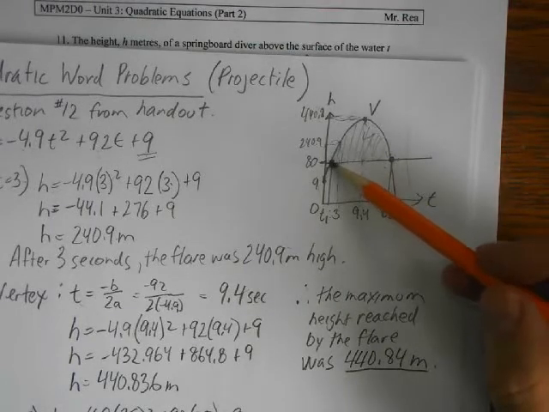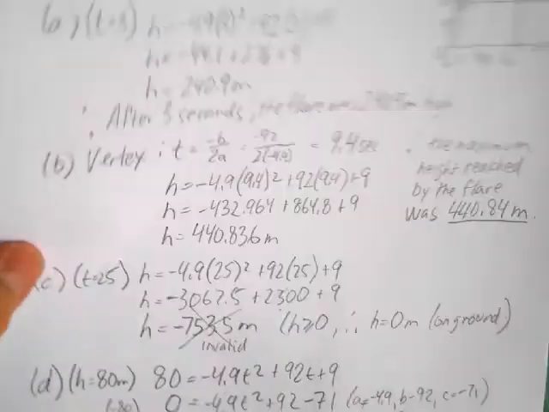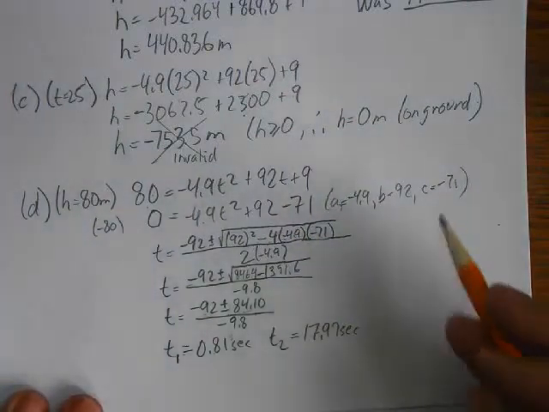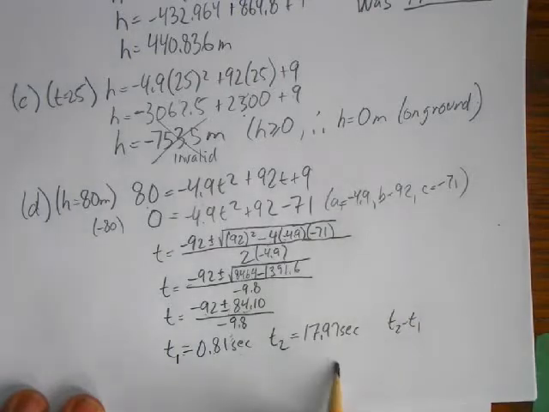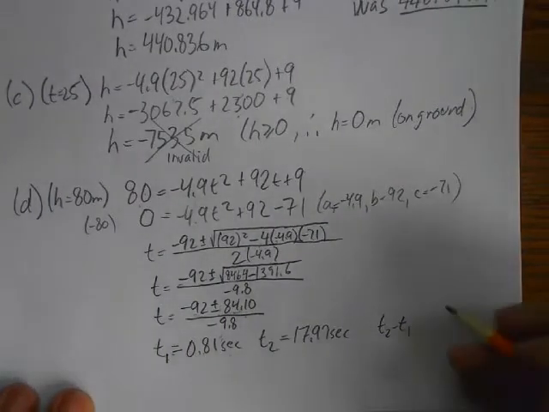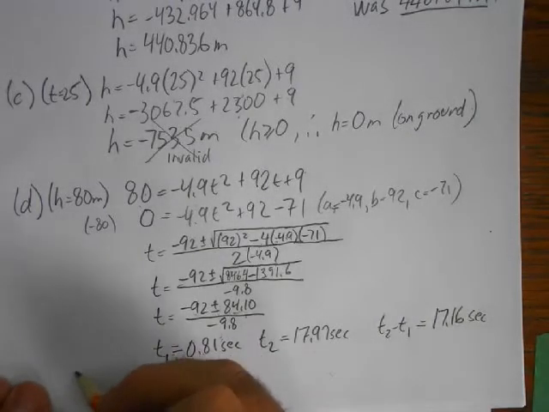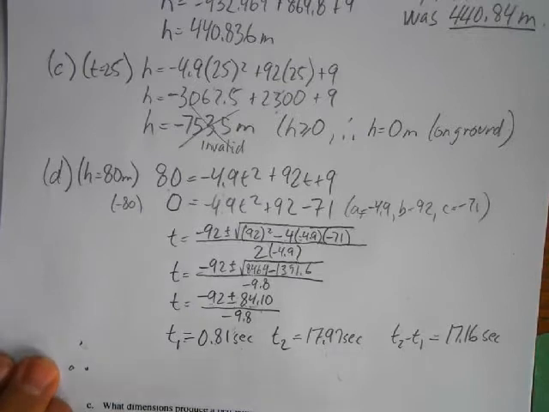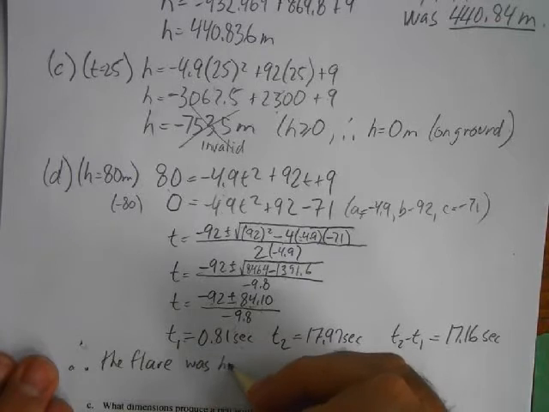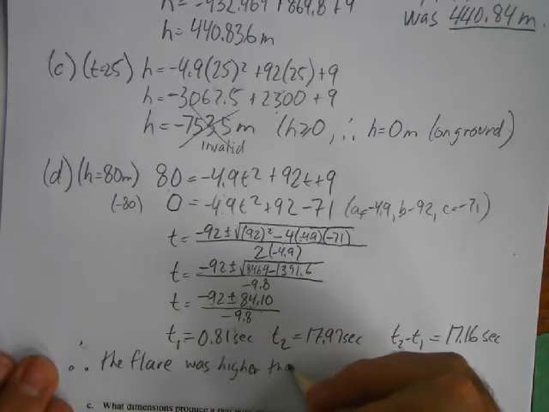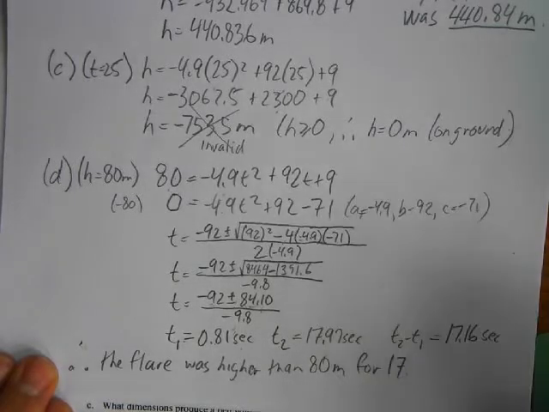So what I have to do is find out how much time did it take to go from T1 to T2. Well, that's just a simple subtraction. So to get the time that it was above, you would do T2 minus T1, 17.9 seconds minus 0.81. That works out to 17.16 seconds, and that's our answer. Therefore, the flare was higher than 80 meters for 17.16 seconds.